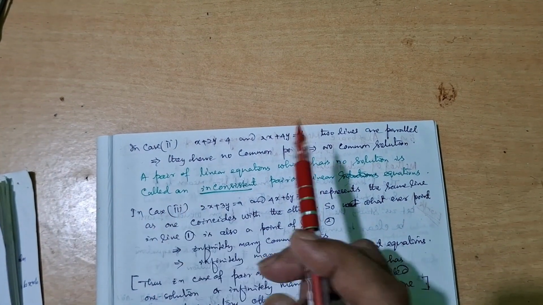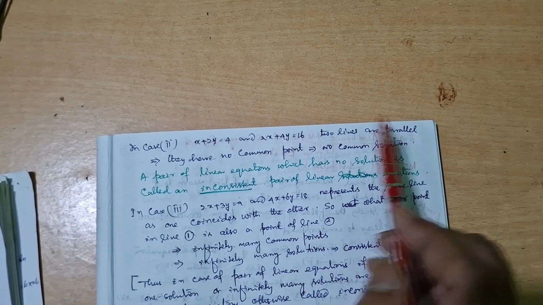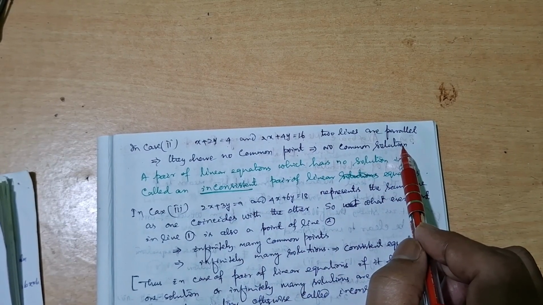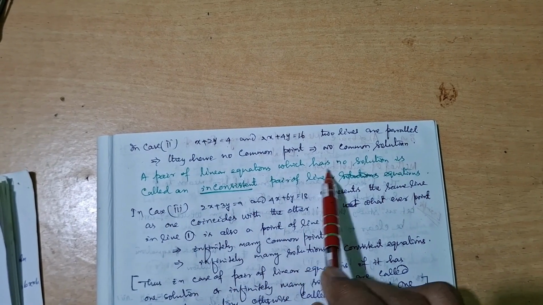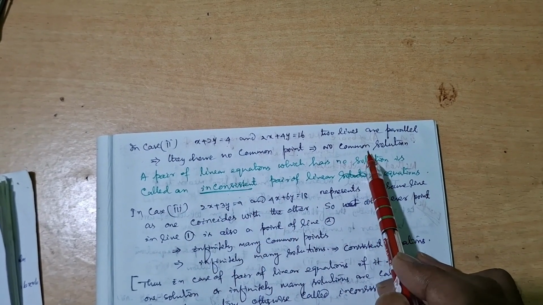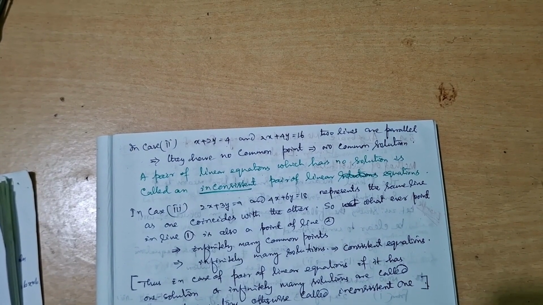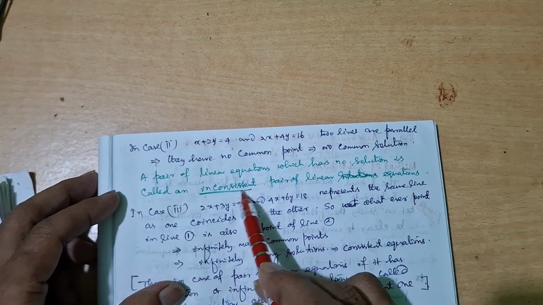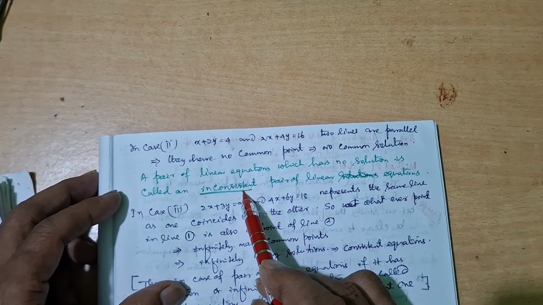Now, in case 2, x plus 2y is equal to 4 and 2x plus 4y is equal to 12, the two lines are parallel. They have no common points and no common solution. A pair of linear equations which has no solution is called an inconsistent pair of linear equations. If they have no common solution, then we say the pair of linear equations is inconsistent, meaning it is not feasible to get a common solution.